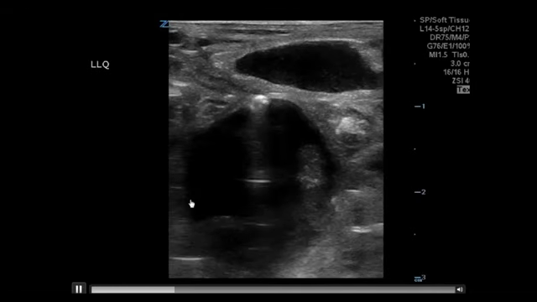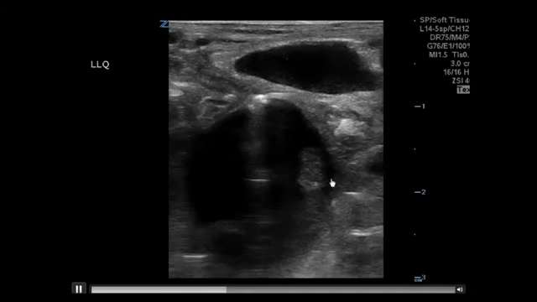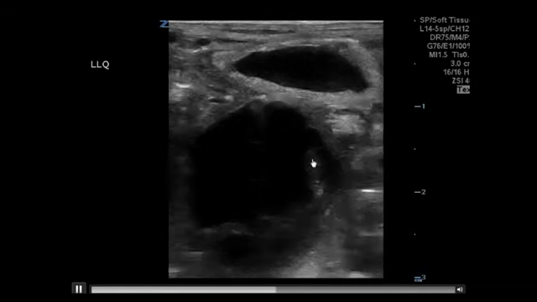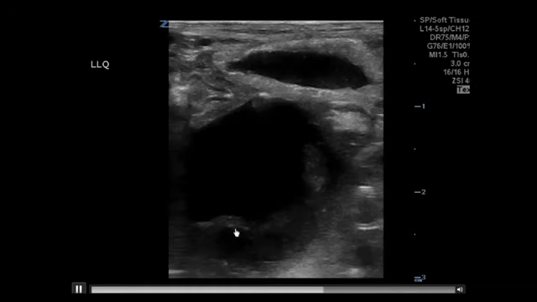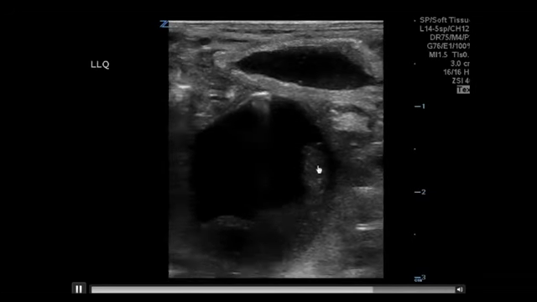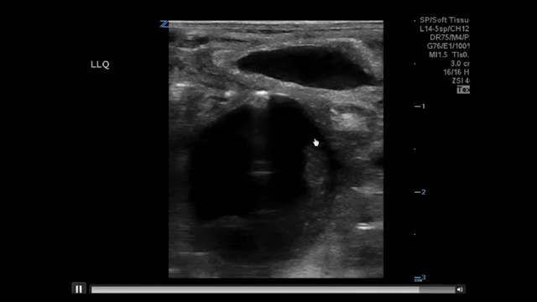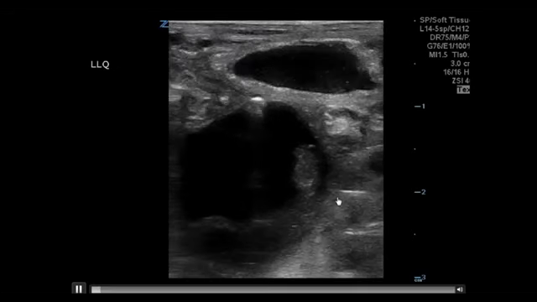This is a cross section of the colon, and you can see inside the colon there is a floating tissue, which is part of the mucosa. That's sloughed mucosa of the colon.